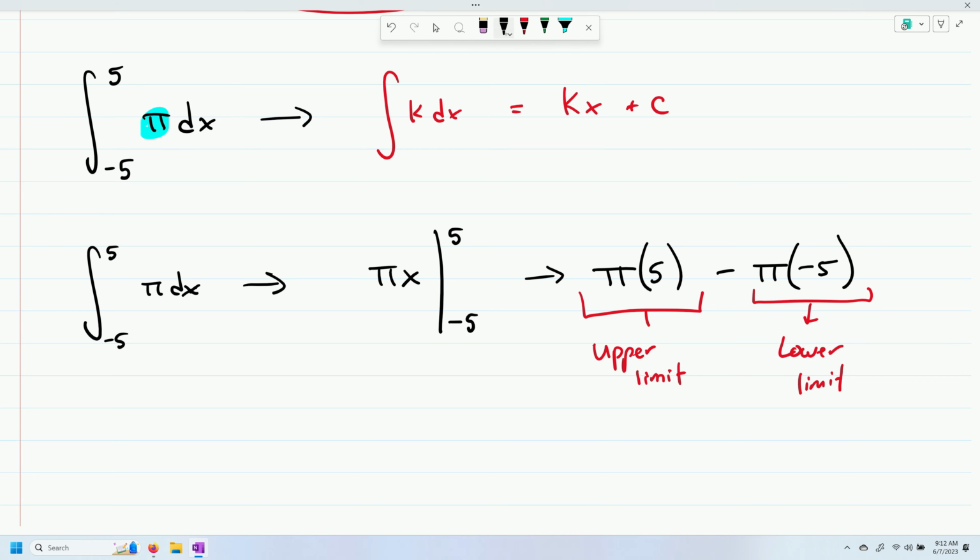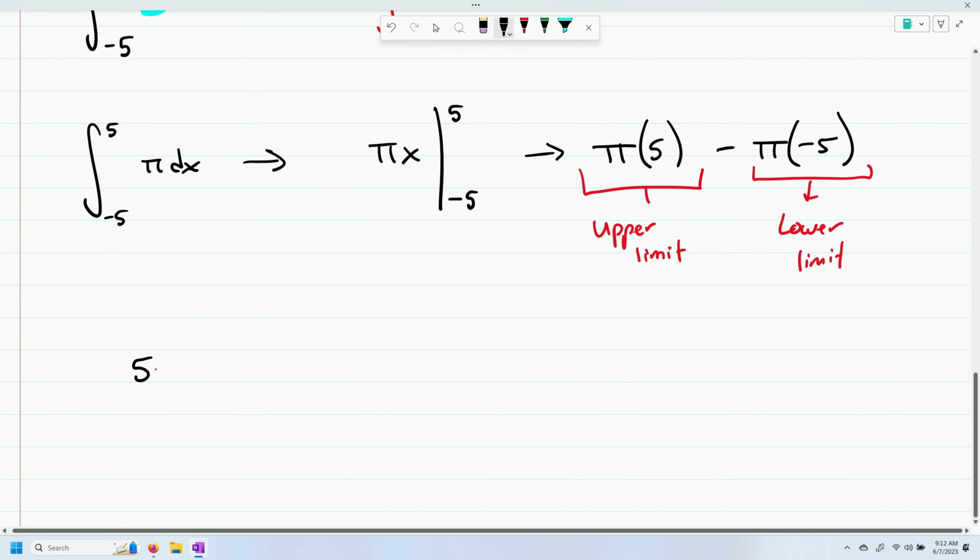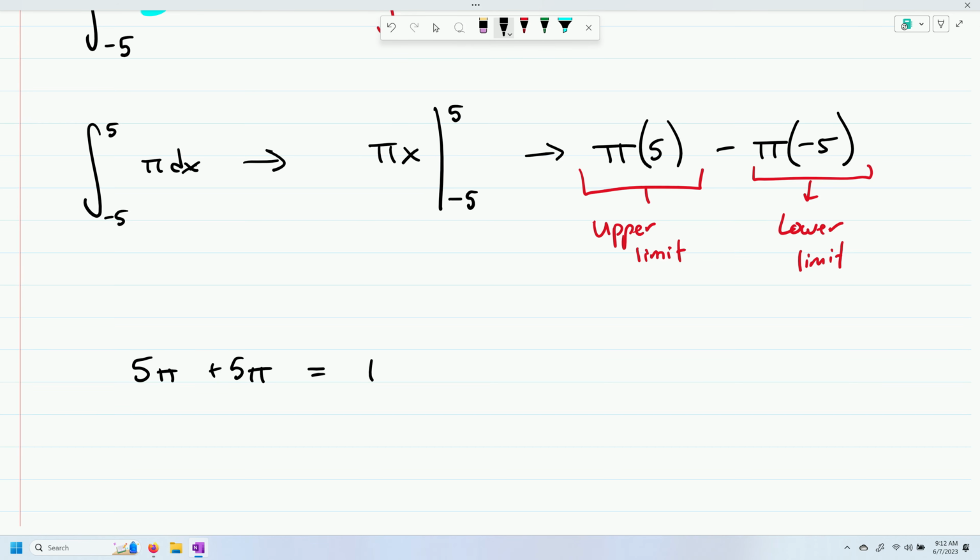All right? So what we end up getting is 5 pi, excuse me, 5 pi plus 5 pi, which is equal to 10 pi. So this is what we call an exact answer, which is extremely important for us because 99% of the time when we're doing our homework or a quiz or an exam, we want exact answers.